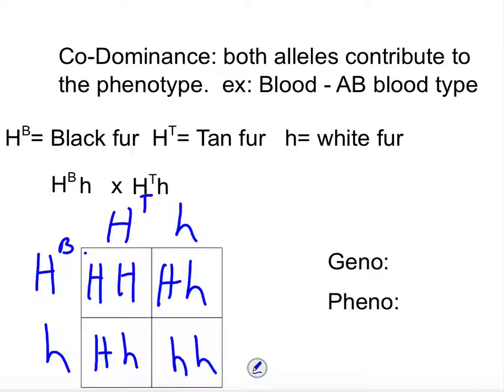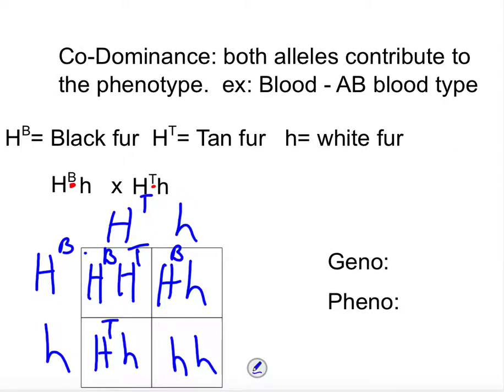Now if we take a look at the upper left corner here, you'll notice that there are two capital H's. Well, if I just left it like this, would I know what kind of fur it was? Was it black fur? Was it tan fur? Well, they're both dominant, so how would I know? Well, that's why we use these exponents, the B's and the T's here, to help show what dominant allele I'm dealing with. So in this case, we bring our B and our T across. Now bring our h down, just like you normally would.